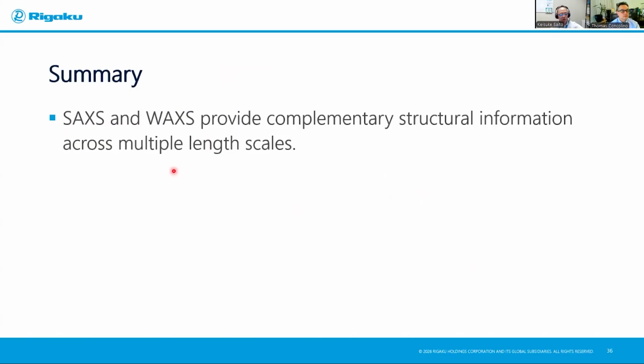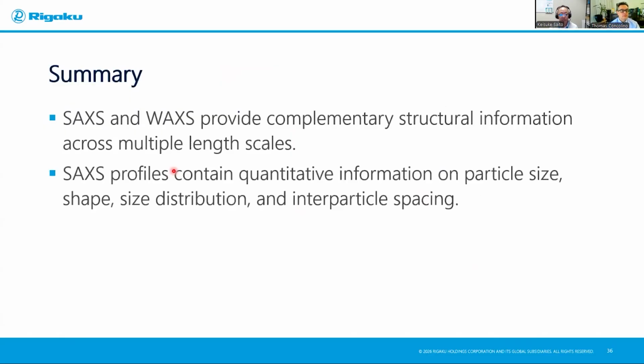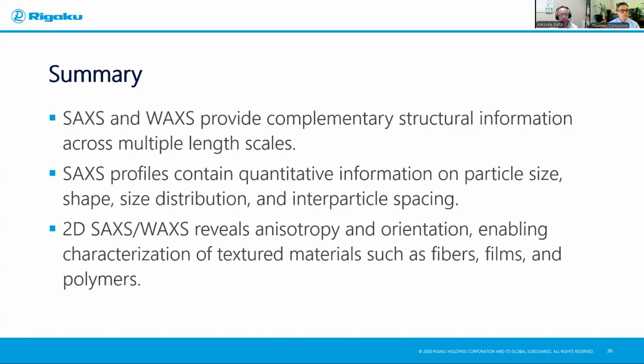All right, let me summarize my talk for SAXS and WAXS. SAXS and WAXS provide complementary structural information across multiple length scales. SAXS profiles contain quantitative information on particle size, shape, size distribution, and interparticle spacing. And 2D SAXS and WAXS show us the anisotropy and orientation of your nanoparticles or nano-objects, which enables us to characterize textured materials such as fibers, films, and polymers.